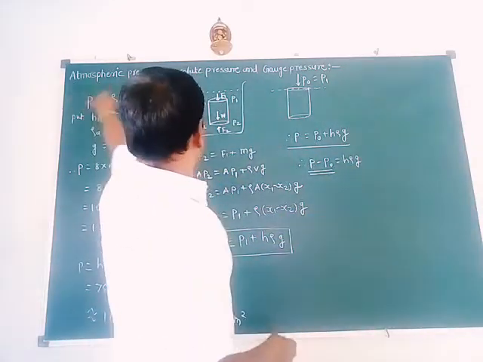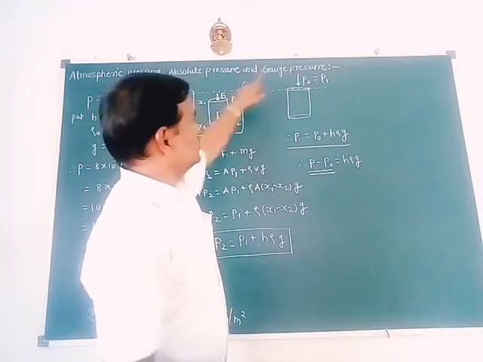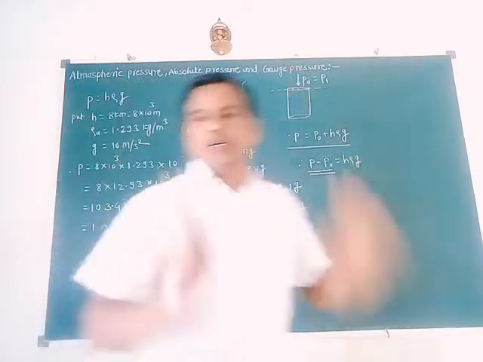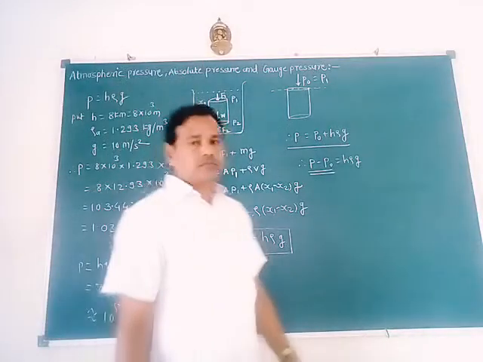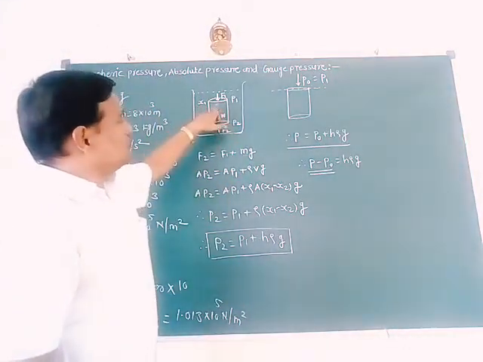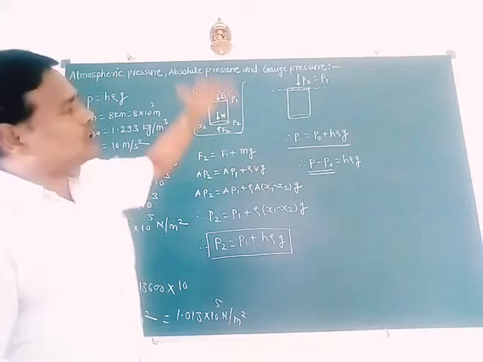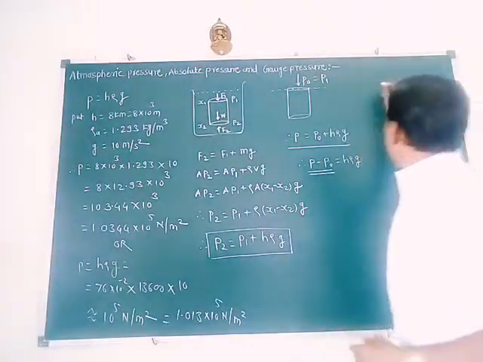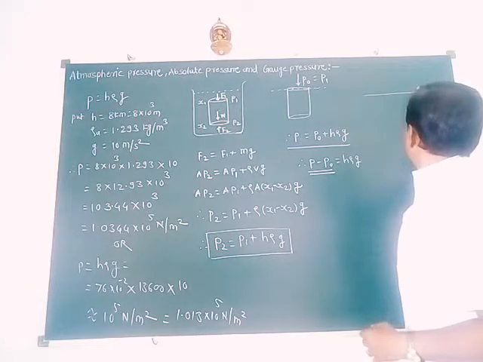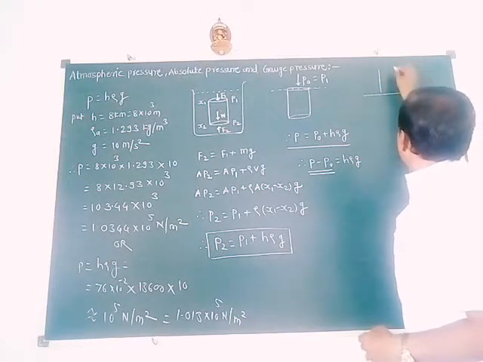So atmospheric pressure, absolute pressure and gauge pressure. Now one thing again must be remembered here. If this object, this considered part, is, instead of being in liquid, above the surface of the liquid, the same part is here, but it is above the surface of the liquid now.